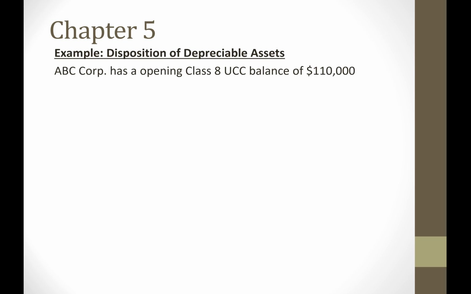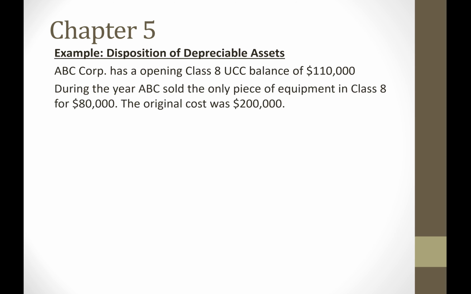At the beginning of the year, ABC has a Class 8 undepreciated capital cost balance of $110,000. During the year, they sold the only piece of equipment that was in Class 8 for $80,000, and the original cost of that equipment was $200,000. So essentially, ABC bought this equipment for $200,000. They took CCA over the years, and at the beginning of this year, the undepreciated capital cost is $110,000, and they sold that asset this year for $80,000.